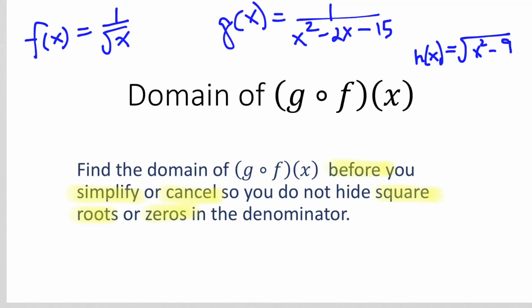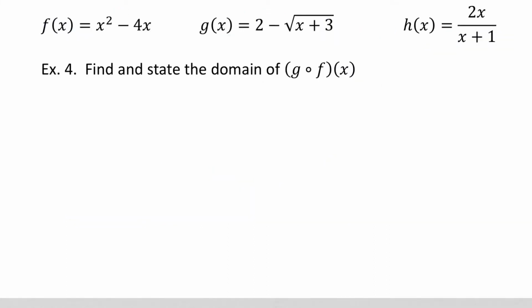So we're going to practice doing some of this. So example 4 says, find and state the domain of g of f of x. So we're going to find the function g of f of x, and then we're going to look at the domain of g of f of x. So g of f of x means we're going to take the f function and we're going to put it into the g function wherever we have an x. So we've got an x here in the g function, and that's where we're going to put the f function, f of x.